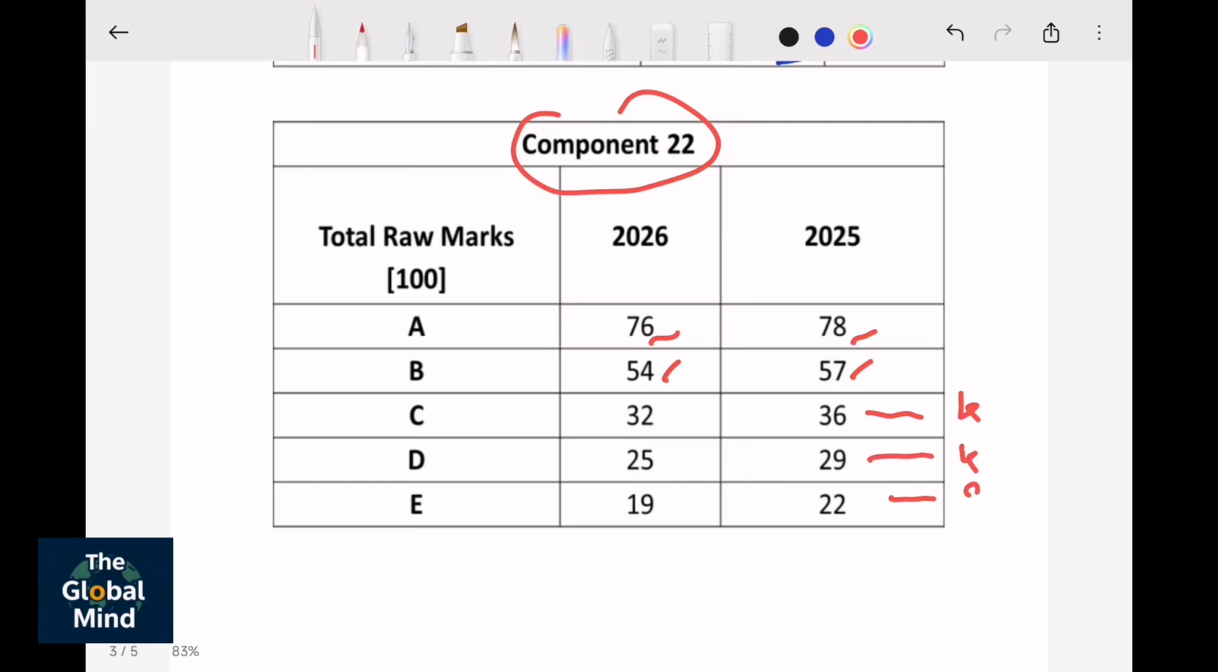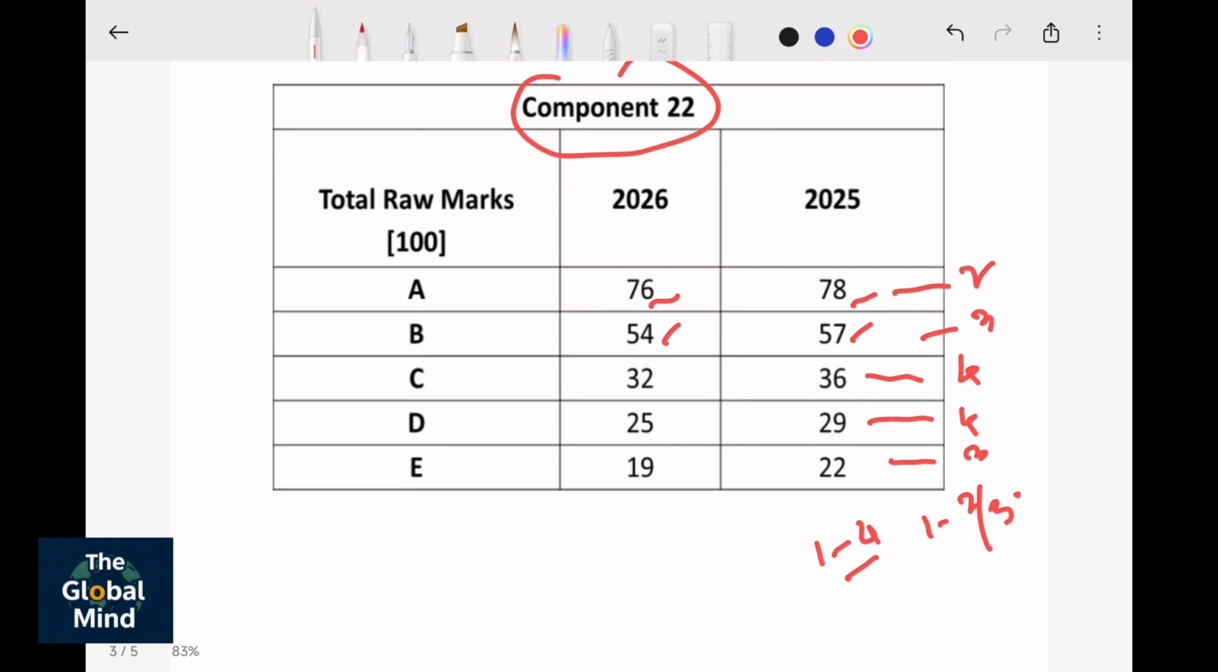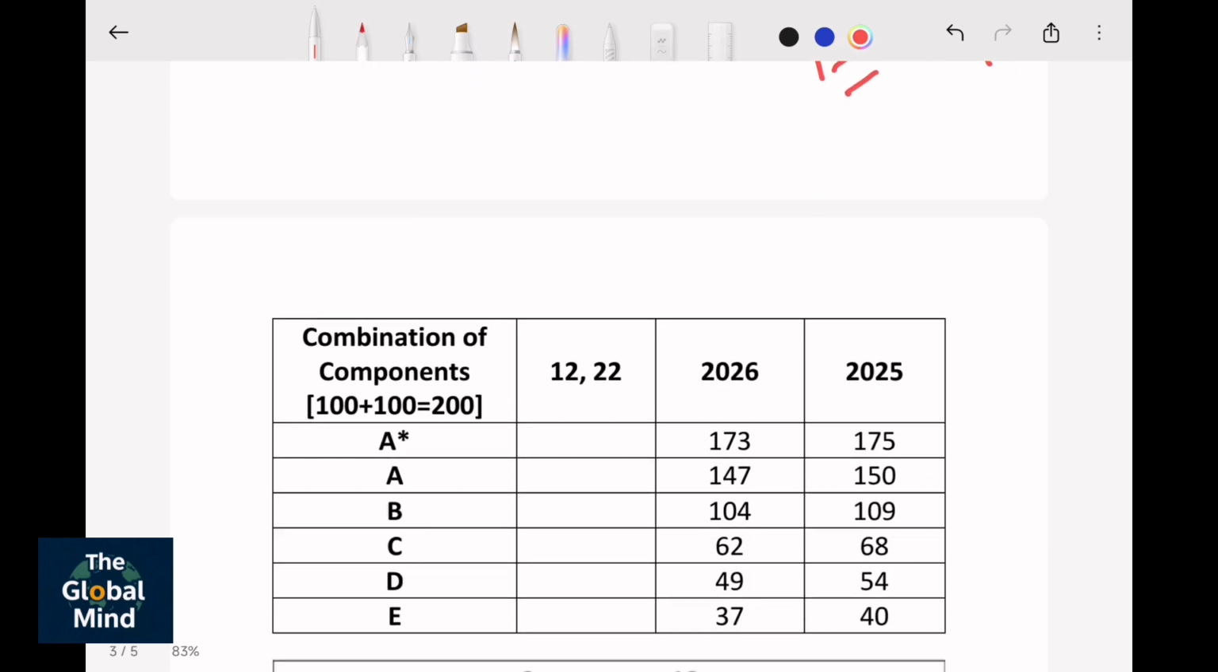Here it's 3 marks, here a 2 mark difference, and here it's 3 marks. So on average we can say that the difference is 1 to 4 marks, and in most cases 1 to 2 or 3 marks. So this is another important thing which you should keep in mind.